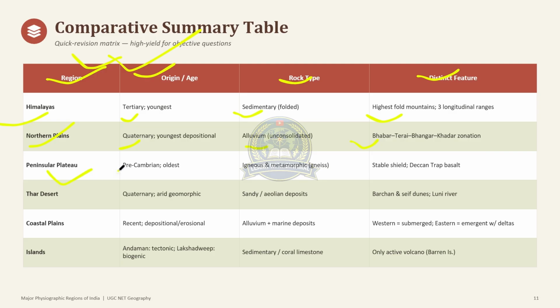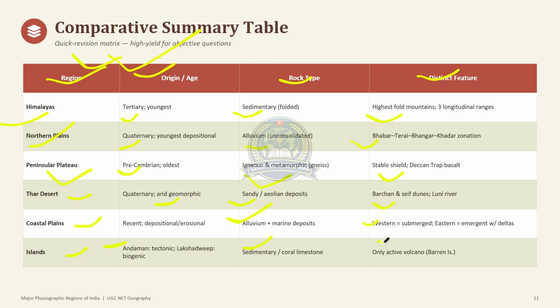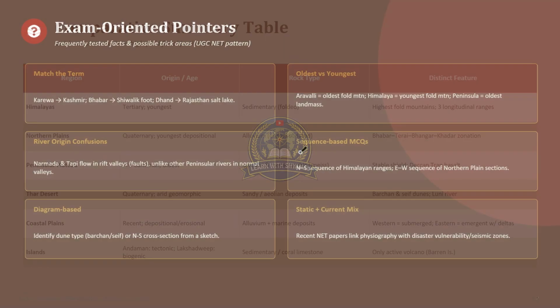Peninsular Plateau, Precambrian and oldest, igneous and metamorphic, gneiss, and stable block, Deccan Trap basalt. Thar Desert, Quaternary and geomorphic, sandy aeolian deposits, Barchan and seif dunes, Luni River. Coastal plains, recent depositional and erosional, alluvium plus marine deposits, western submergent, eastern emergent, deltas. Islands: Andaman tectonic, Lakshadweep biogenic, sedimentary, coral limestones, only active volcano Barren Island.